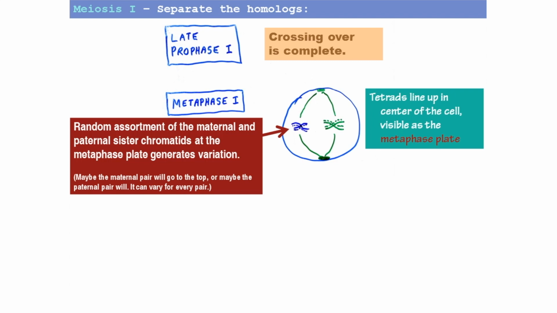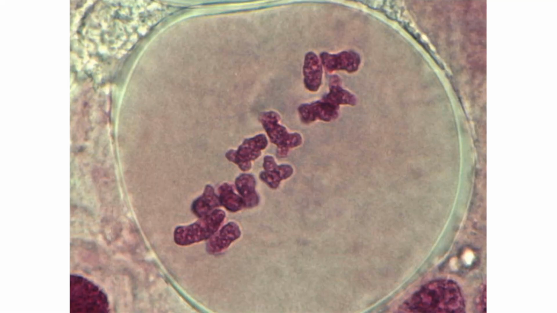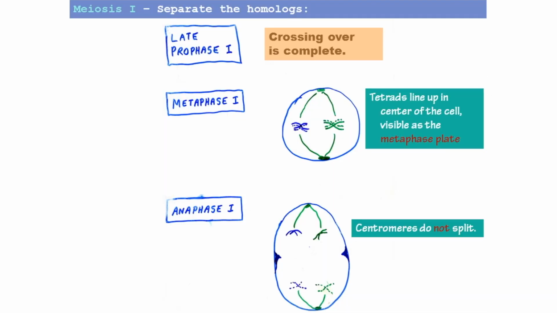And that's important because one homolog is going to be pulled to the top, one homolog is going to be pulled to the bottom. And that's important because in these two cells now, they're going to be getting different collections of alleles. So the tetrads, they're called a tetrad because they're 4 strands, they line up at the middle of the cell, so we call it the metaphase plate. Here's what they'll look like. There's going to be a line there, and they're kind of compacted together.